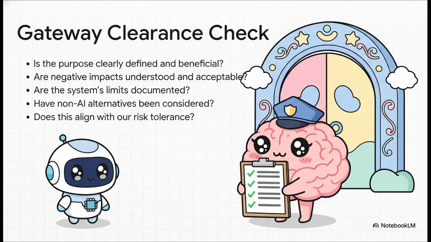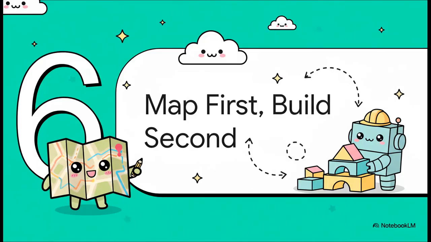And look, this clearance check, this is the whole payoff. This is what the map function is for. It's designed to give you all the information you need to confidently answer every single one of these questions before you commit a ton of time, money, and people. Which really brings us to the core idea of this whole explainer. It's so simple, but the impact is just huge.